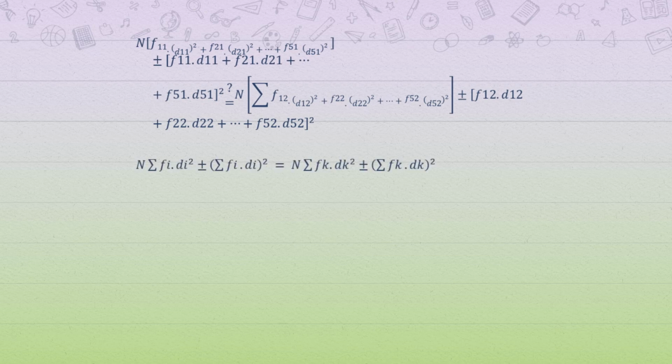Now we look below. The two segments are divided by n. Sigma frequency multiplied by deviation squared, plus or minus, and plus or minus sigma frequency multiplied by d squared.